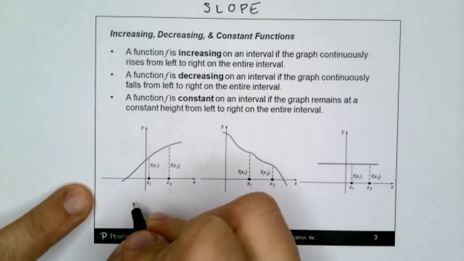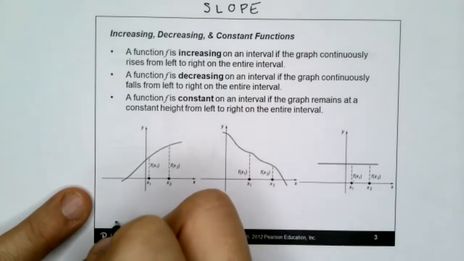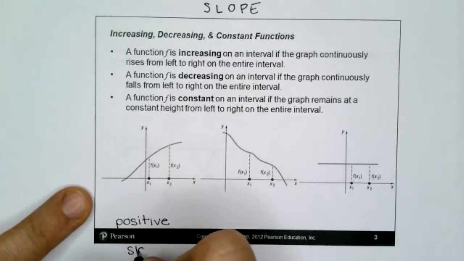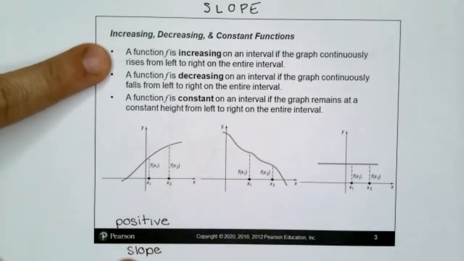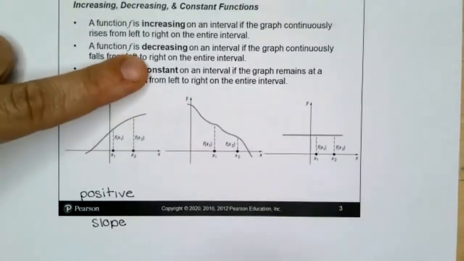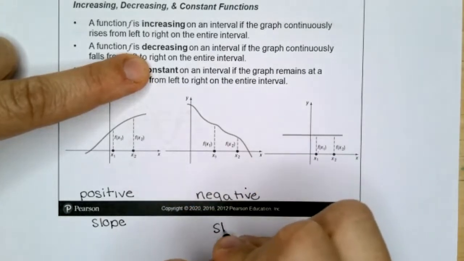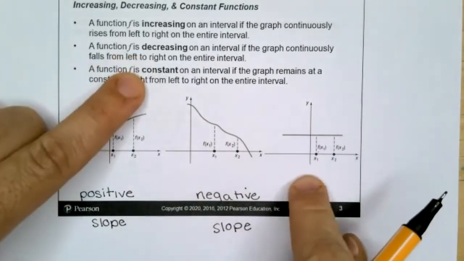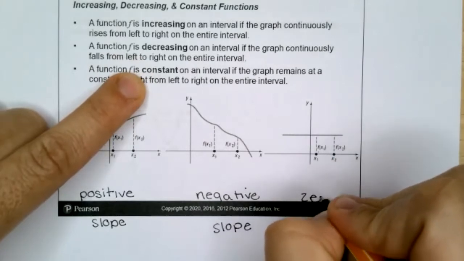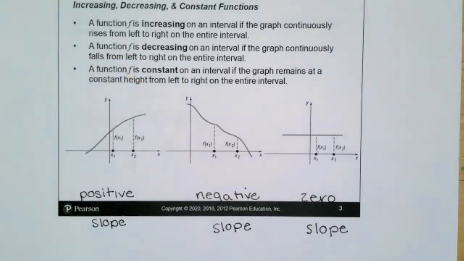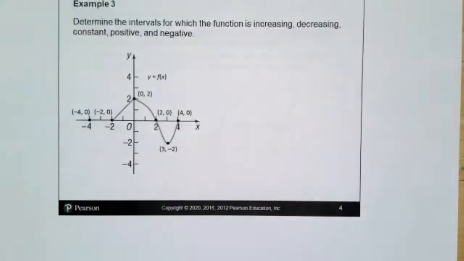Again, it's increasing if it rises from left to right or has a positive slope. Good. So increasing means it has a positive slope. Obviously, decreasing means it has a negative slope. And then constant means it has a zero slope. We're not saying positive slope, negative slope, and zero slope because there is something else they're going to ask us about functions.